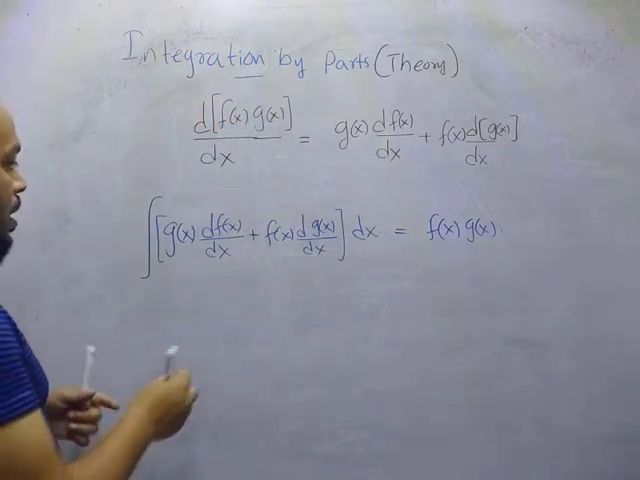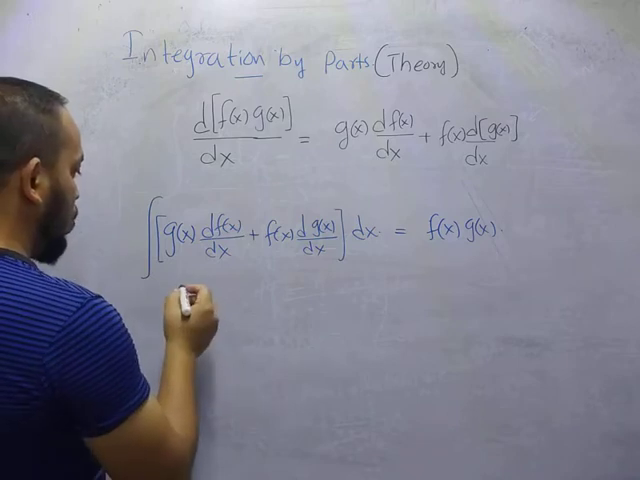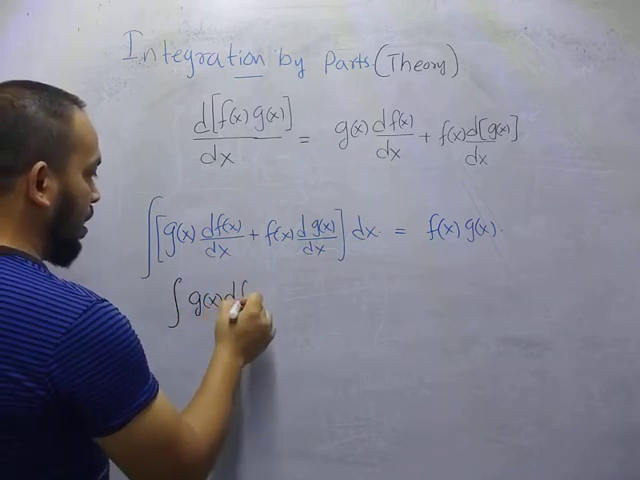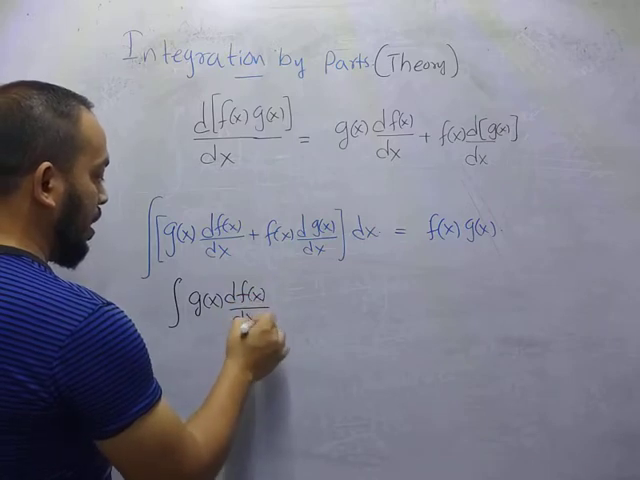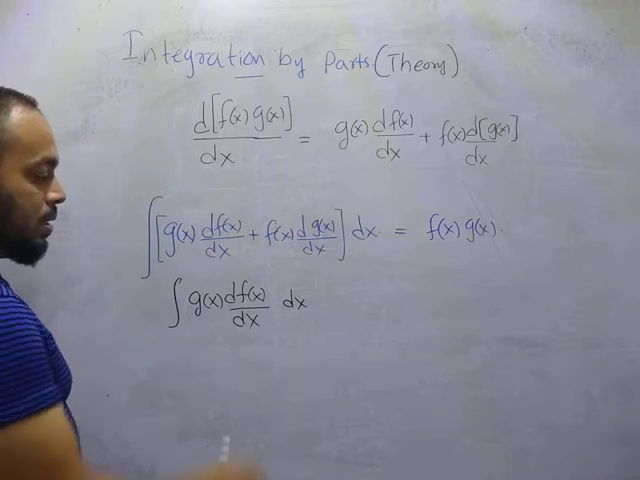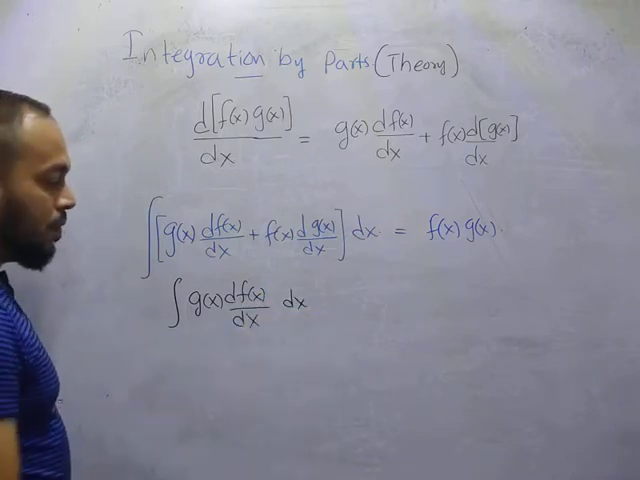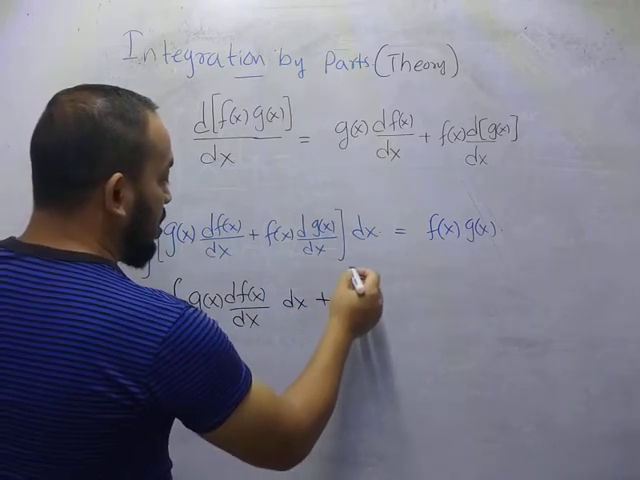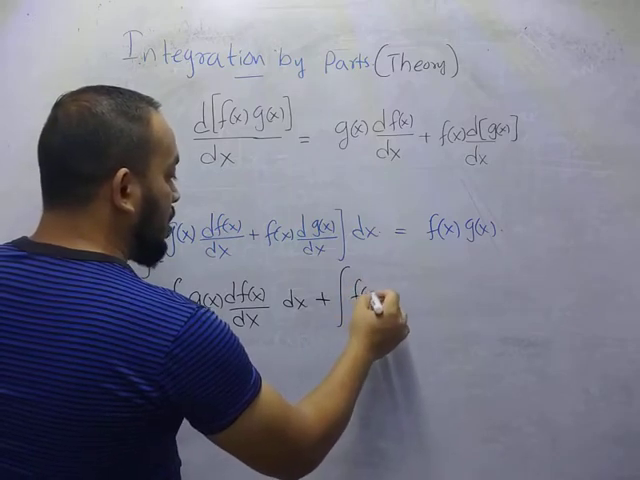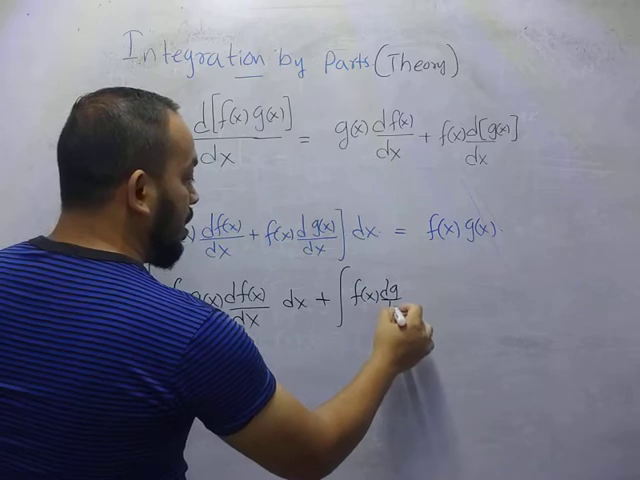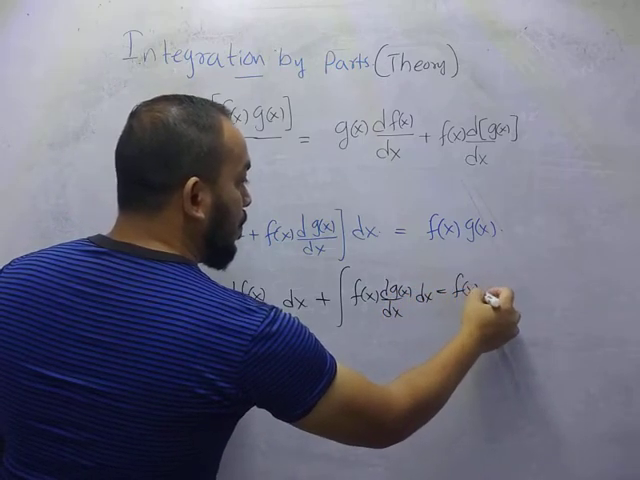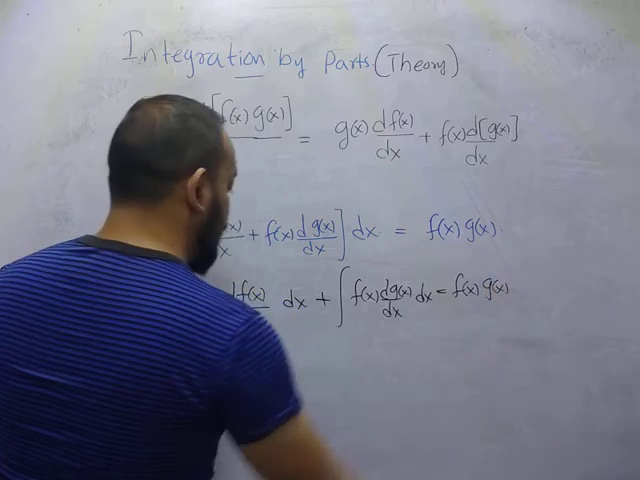Now here's the thing. I can break this into two parts. G of x df of x dx. Then I have to add dx here, right? Dx. Don't try to cut this off, right? Don't do that. Plus integral f of x dg by dx dx equal f of x g of x.